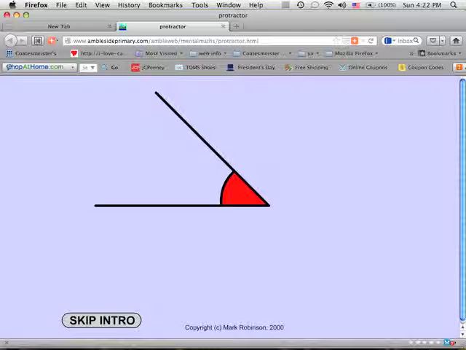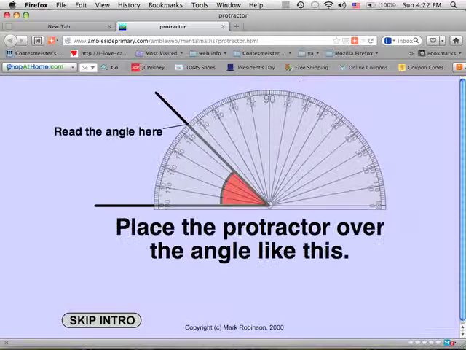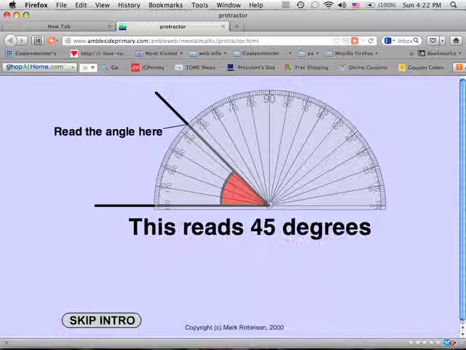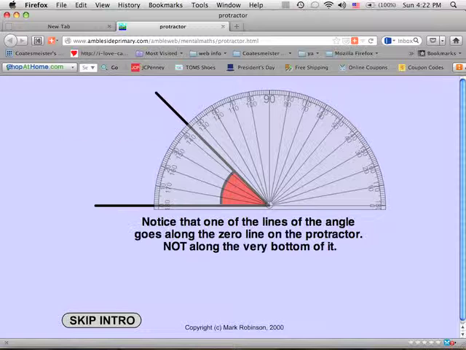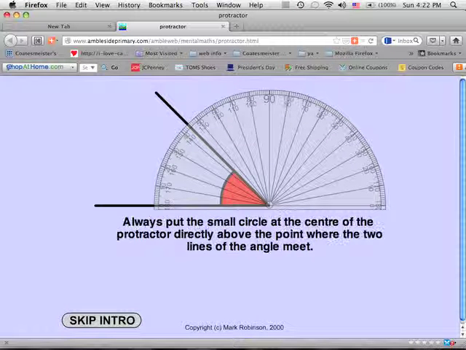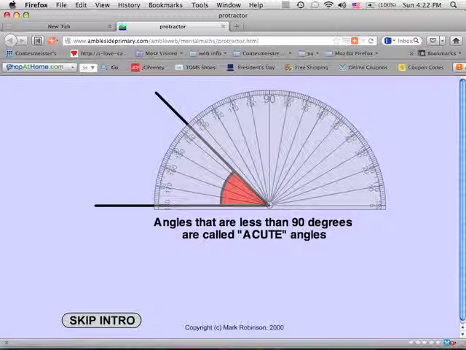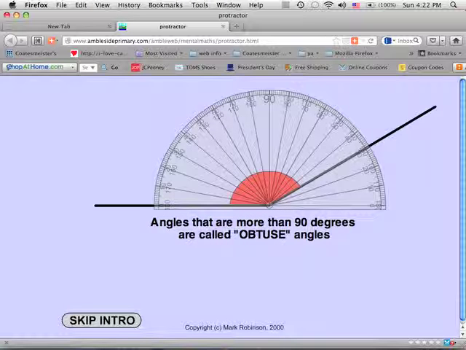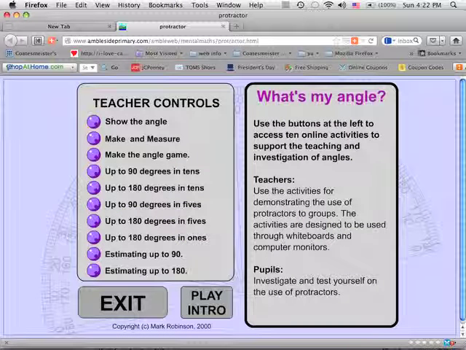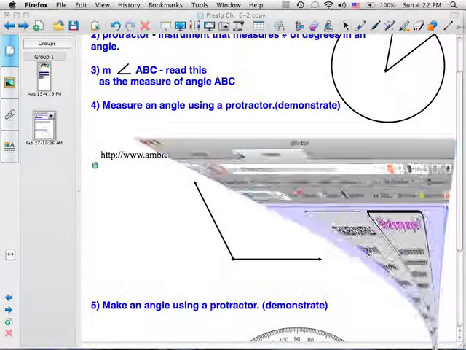This is a protractor. This is an angle. We place the protractor with the center at the vertex, and we read the angle from the top. Make sure you line up on 0 degrees and read low to high on your angle. And this actually will let you go through this and make these angles. So this is a place that you could practice.